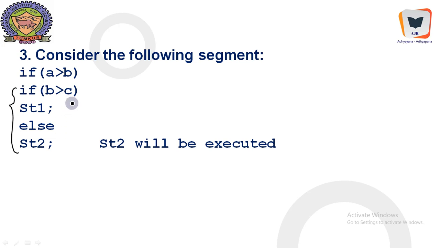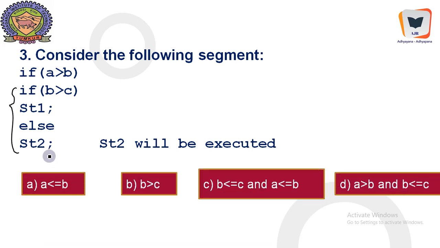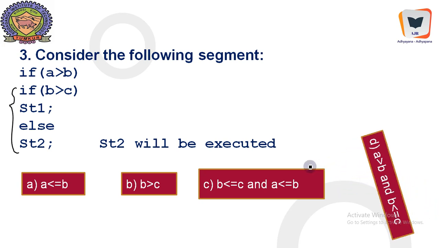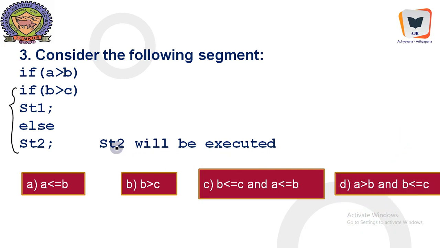If B is not greater than C, then in order to print this, B should be lesser than or equal to C. In order to have the control over here into this particular block, A should be greater than B. Therefore, the answer is A greater than B and B lesser than or equal to C. Then only ST2 will be printed. Statement 2 will be printed. Therefore, this is the answer. A greater than B and B lesser than or equal to C. That is the answer. Then exactly ST2 will be executed, whatever the ST2 as a statement is.